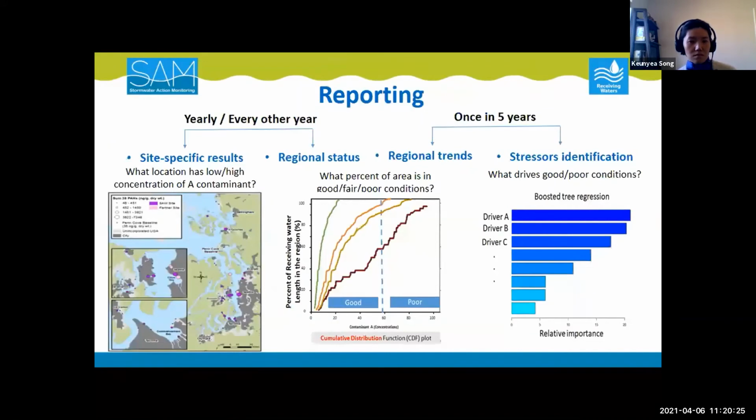This new study design allows us to have more frequent reporting. We are going to publish a short summary report, which includes site-specific information and the regional status assessment result, every year for stream and every other year for the nearshore mussel study. And once every 5 years, we are going to conduct more intensive data analysis to report out the regional trend and identify the key stressors driving the regional trend and status of the receiving water conditions.